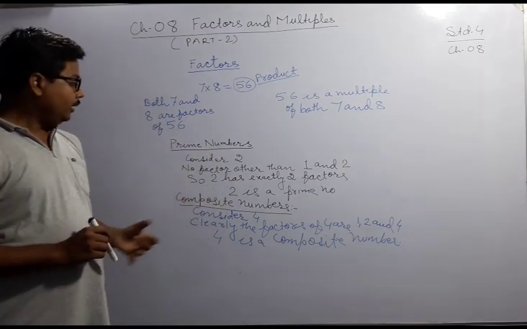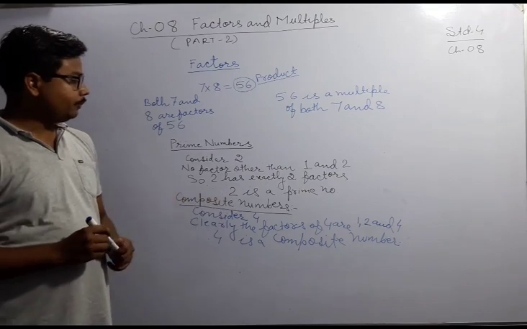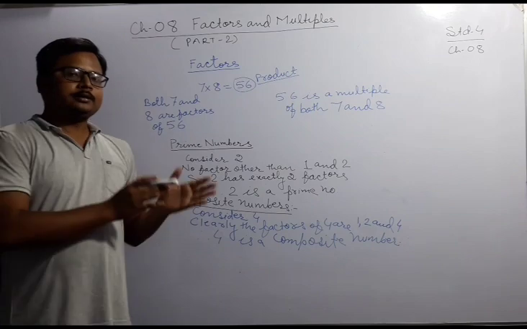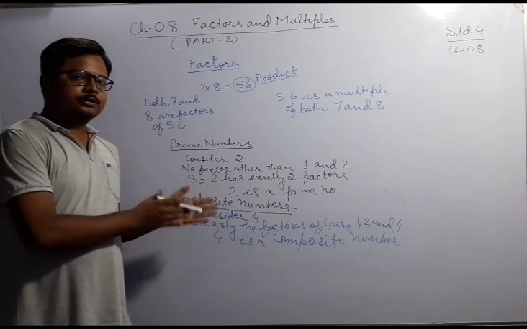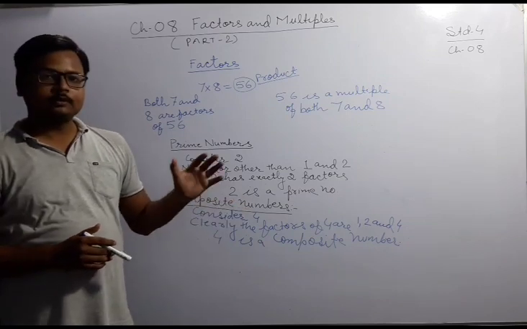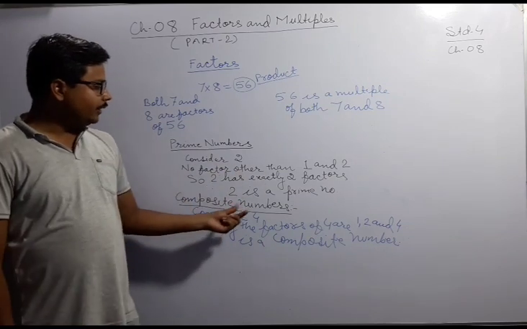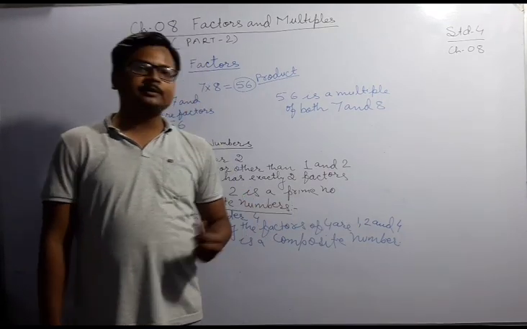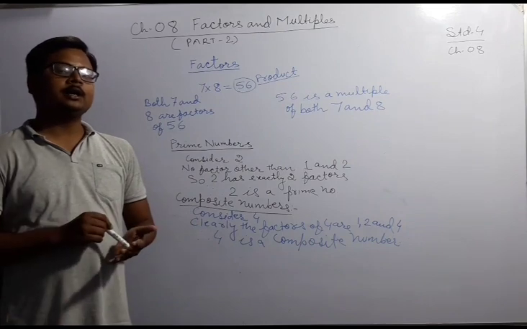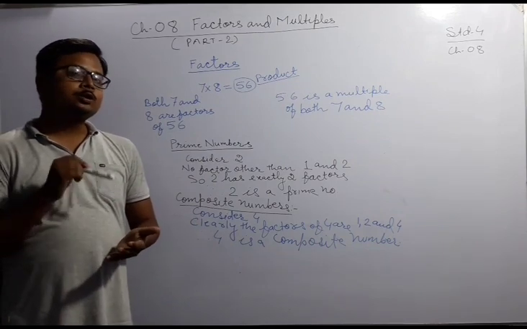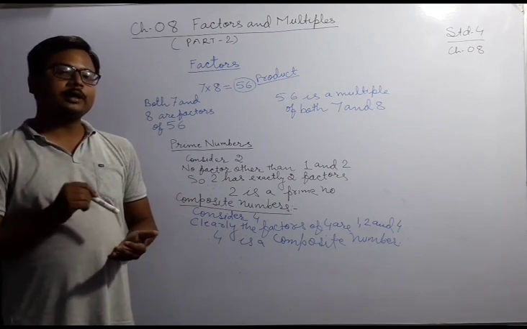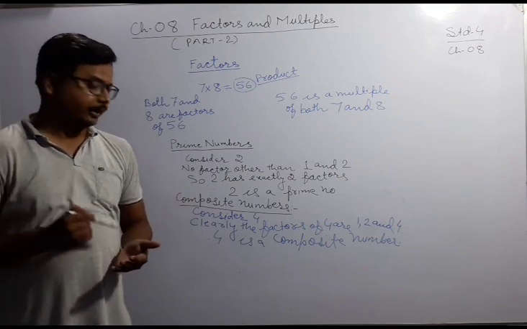Now let us come to composite numbers. What are composite numbers? Let us see this with an example. Consider 4 as a number. Clearly the factors of 4 are 1, 2 and 4. That means 4 comes in the table of 1, 2 and 4. That means 4 has more than 2 factors. So those numbers which have more than 2 factors will be called composite numbers.